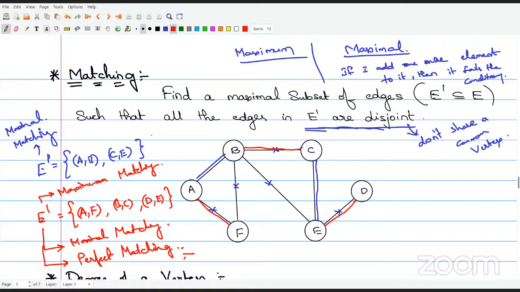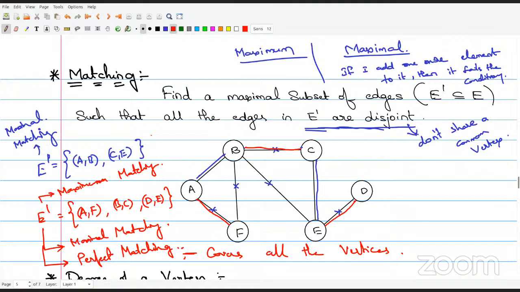So what is this perfect matching? The matching covers all the vertices. You see this edge covers A and F, this edge covers B and C, this edge covers E and D. So all the vertices are covered by these three edges. Therefore that is called a perfect matching. That means each and every vertex is included.